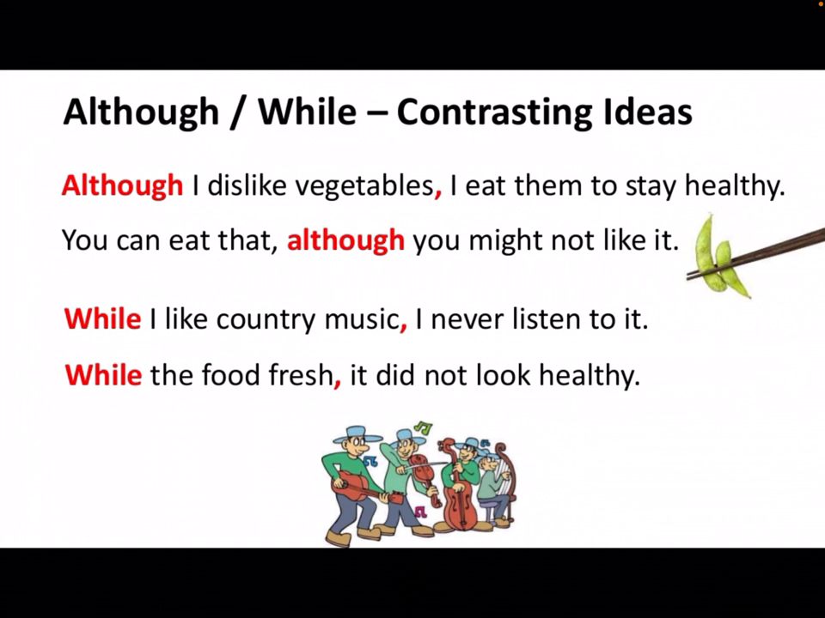Although I dislike vegetables, I eat them to stay healthy. Now here I can say I dislike vegetables, full stop. I eat them to stay healthy, full stop. But since we put although, we are contrasting. حتى لو أنا ما بحب الخضرة لازم أكلهم عشان أضلني healthy. Okay, so this is what although means. You can eat that although you might not like it. يعني ممكن تاكليه بس بجوز إنه ما تحبيه.